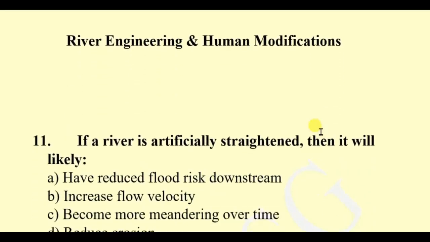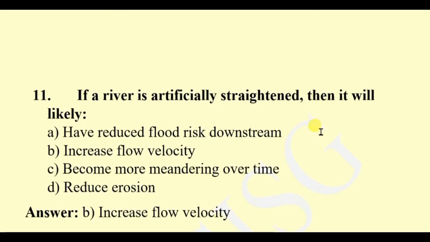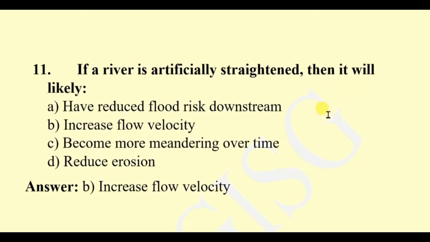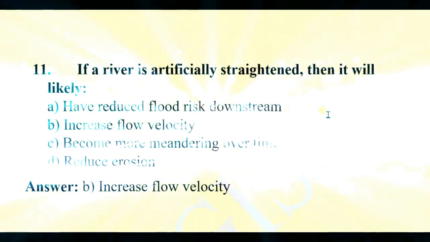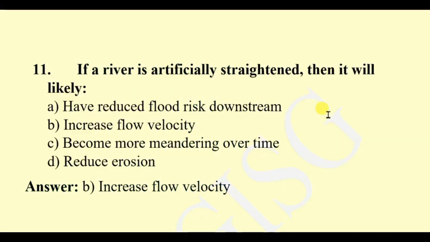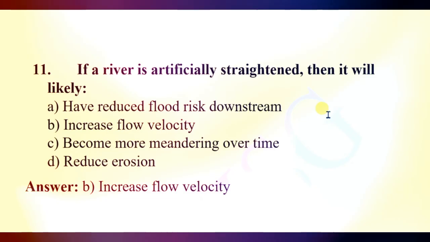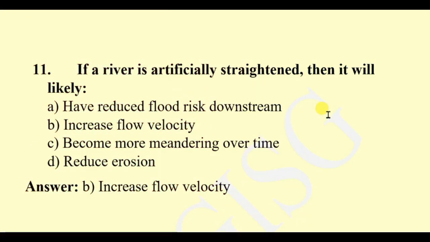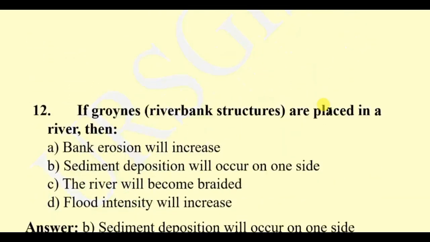River engineering and human modifications. Question number 11. If a river is artificially straightened, then it will likely have reduced flood risk downstream, increased flow velocity, become more meandering over time, or reduce erosion. The right answer is increased flow velocity. It means that if a river is artificially straightened, the river becomes channelized into a straight pattern. Then the channel pattern becomes straight, and what happens? The flow velocity increases.